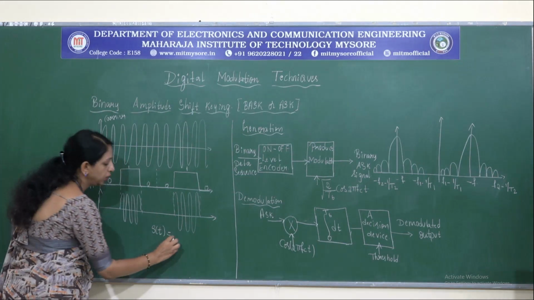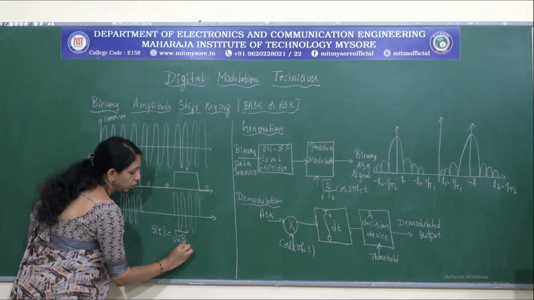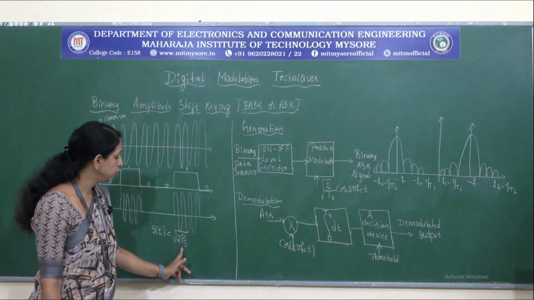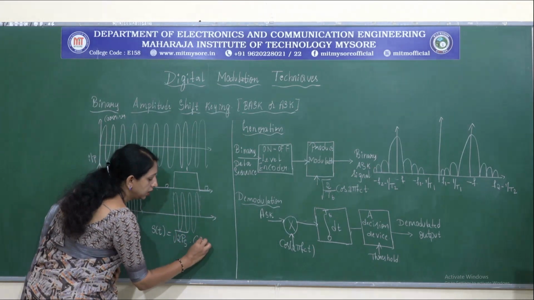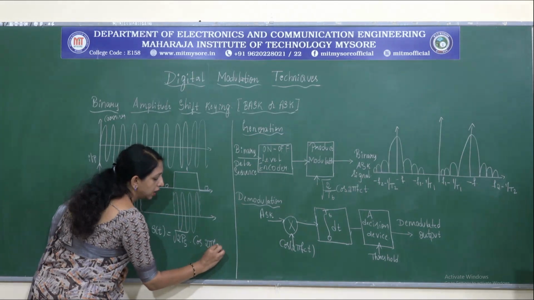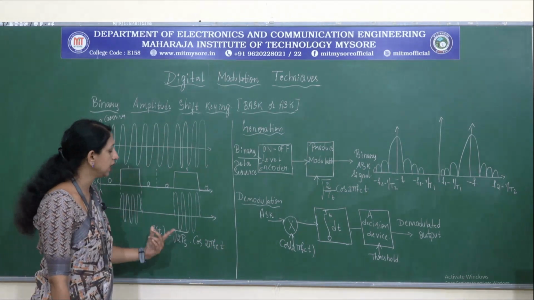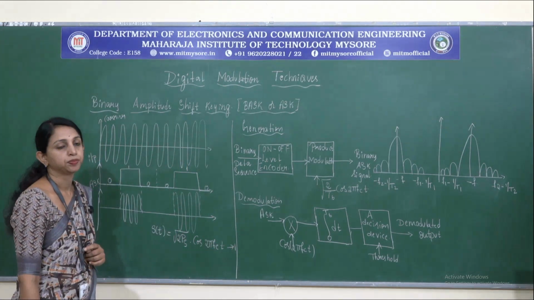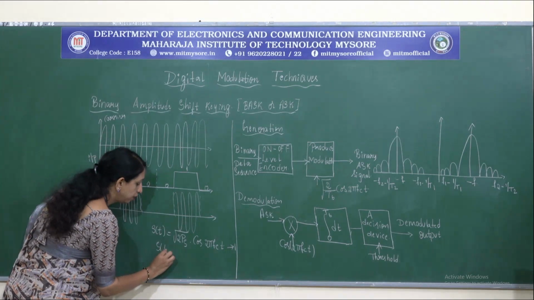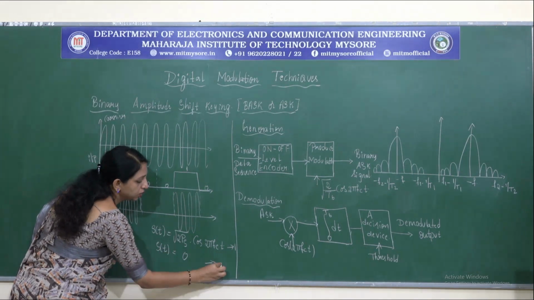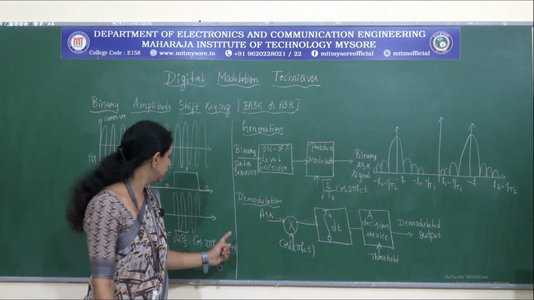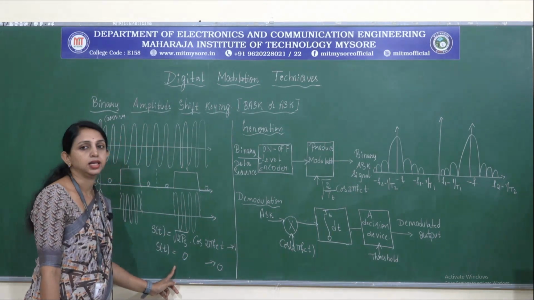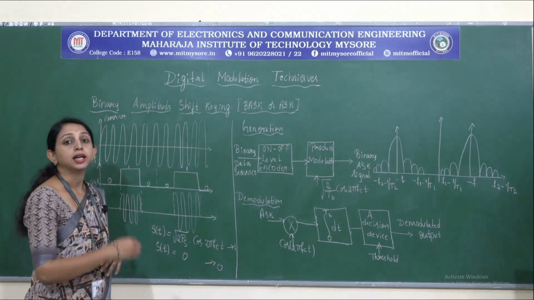S of t is equal to square root of 2 Ps, where Ps is the power of the signal, multiplied by the locally generated cosine wave, that is the carrier wave, cos 2 pi fct. Every time this equation applies when we transmit a value 1. Similarly, S of t is set to 0 in order to send a 0 value. So this equation holds for sending a 1 and this one holds for sending a 0. So this is ASK.